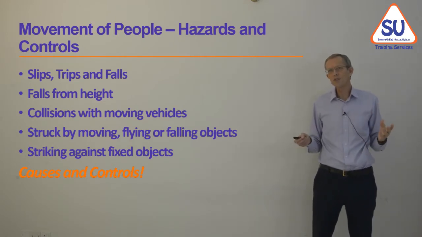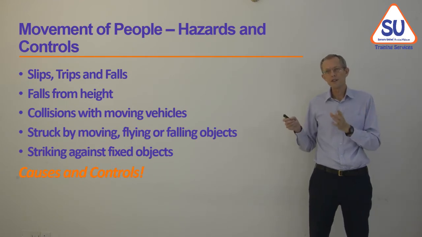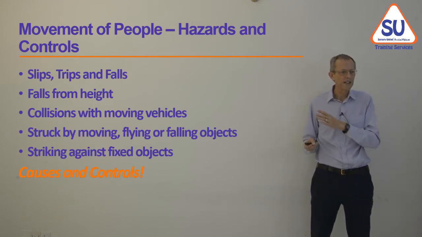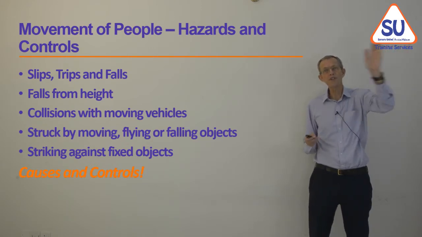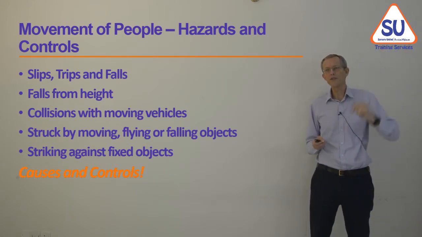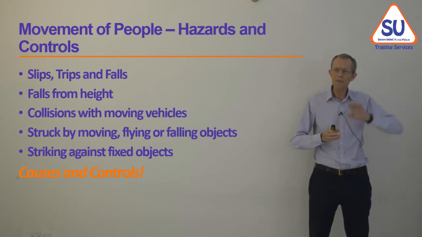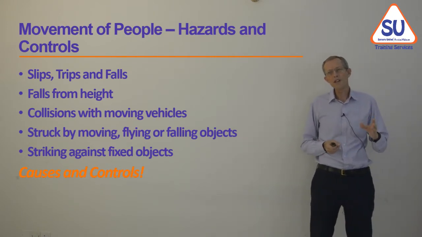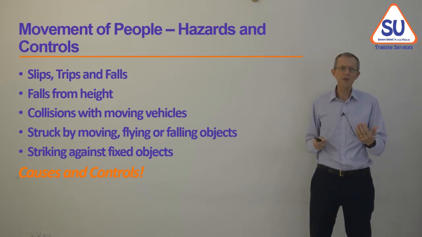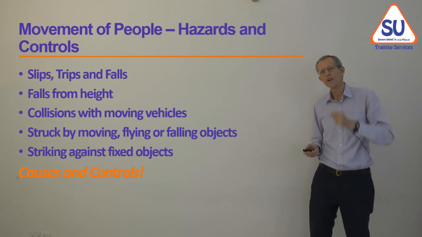So what controls can we have? For slips and trips, we can do good housekeeping, good lighting, clean the floors. For falls from height, we can put edge protection around so people cannot fall. For collisions with moving vehicles, we can separate people and vehicles. For falling objects, we can have good housekeeping. And for striking against fixed objects, we can provide good lighting and clear walkways so we can walk and walk safely.